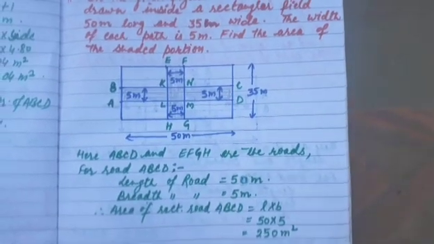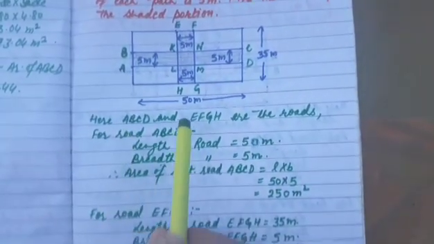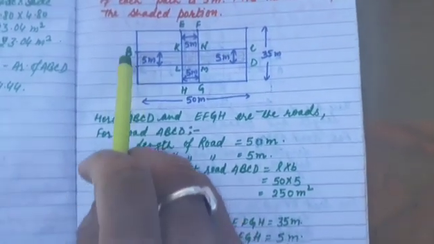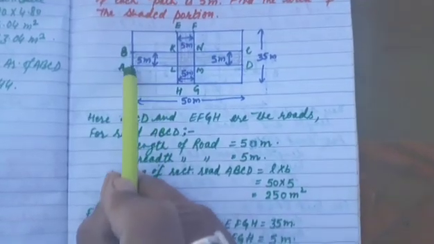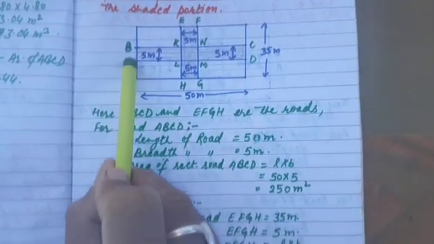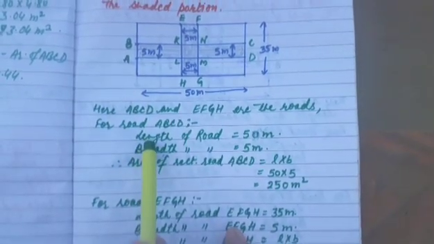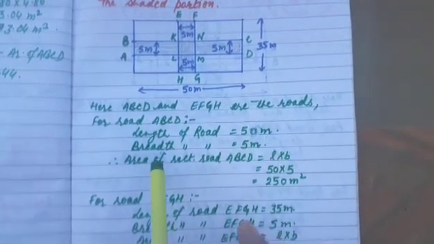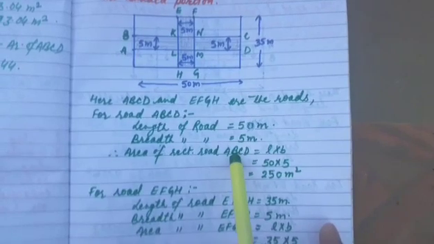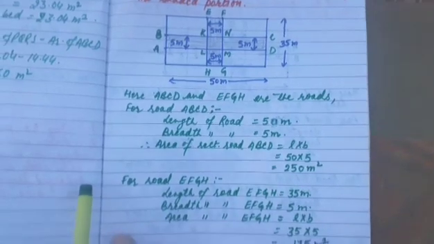So in this case, firstly we are naming these roads: A, B, C, D and E, F, G, H are the two roads. For the first road, what is the length? The length of this road is equal to the length of this field, that is 50 meter. And what is its breadth? The breadth is the width of this road, that is 5 meter. So the length of the road ABCD is 50 meter and breadth is 5 meter. Therefore the area of this rectangular road ABCD is equal to length into breadth, which is 50 into 5, equal to 250 meter square.